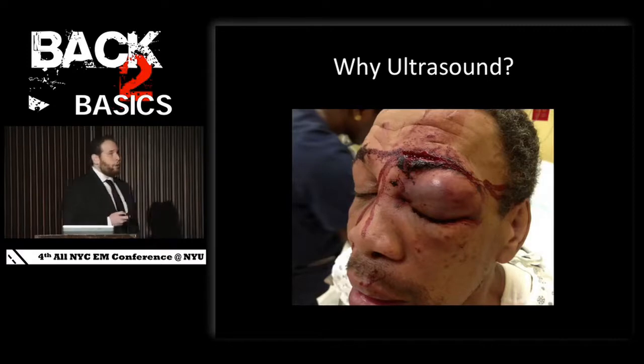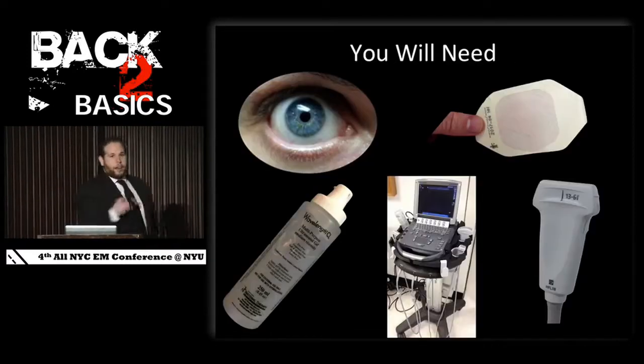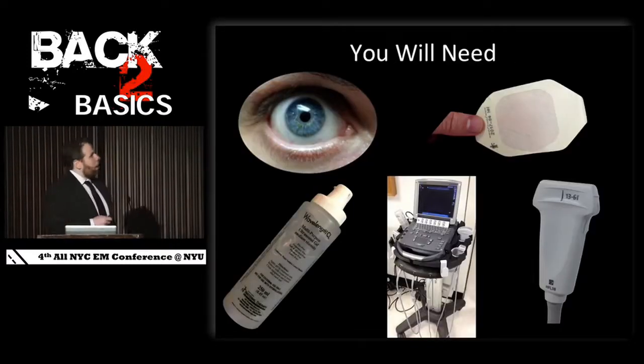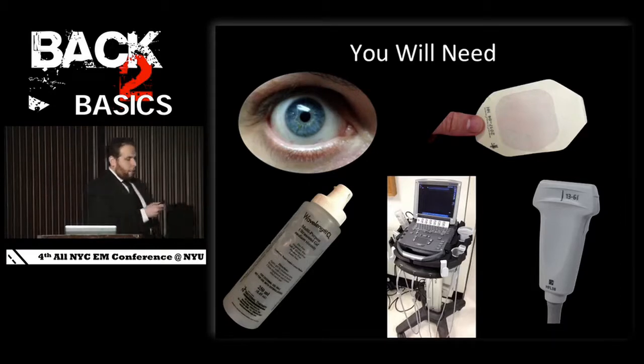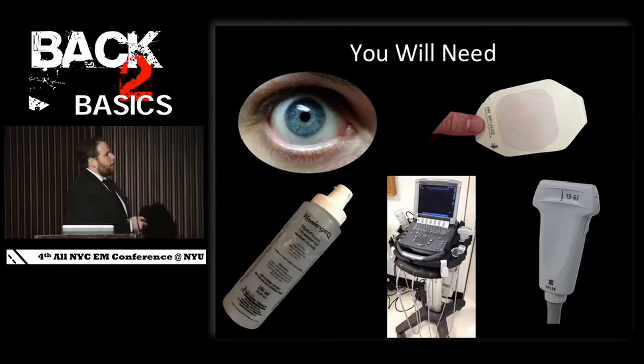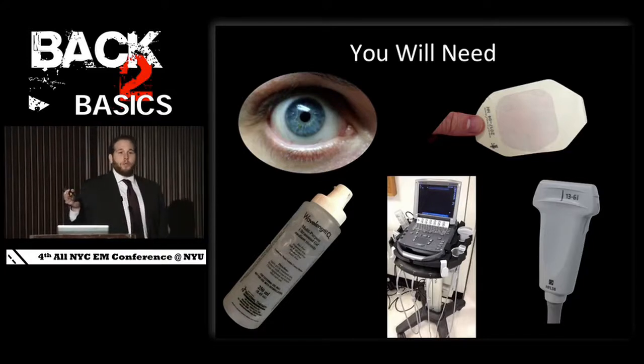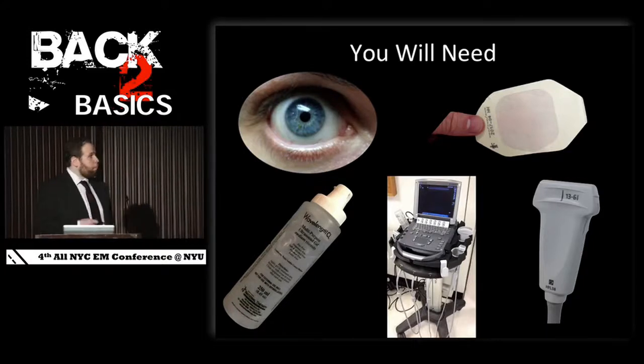So how do you do the ultrasound? Well, you need a few things. First, you need the eye. Obviously, your patient's eye would be best. You need a Tegaderm, some ultrasound gel, the ultrasound machine, and you need a probe. So what probe are you going to choose? You're going to choose the high-frequency probe. Most of the probes that we have that are high-frequency, it's going to look like this. It's your linear probe. It's the same one you do all your procedures with, or your small parts probe.